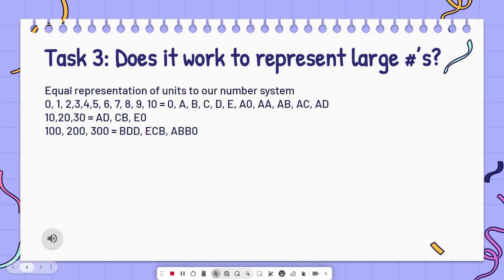Does it work to represent large numbers? There's equal representations of units to our number system. So there's 1, 2, 3, 4, 5, 6, 7, 8, 9, 10, and so on and so forth can be represented with 0, A, B, C, D, A0, AA, AB, AC, AD, and so on. 10 is AD, 20 is CB, 30 is E0, 100 is BDD, 200 is ECB, 300 is ABB0, and so if it works on these numbers, it also works on other numbers.